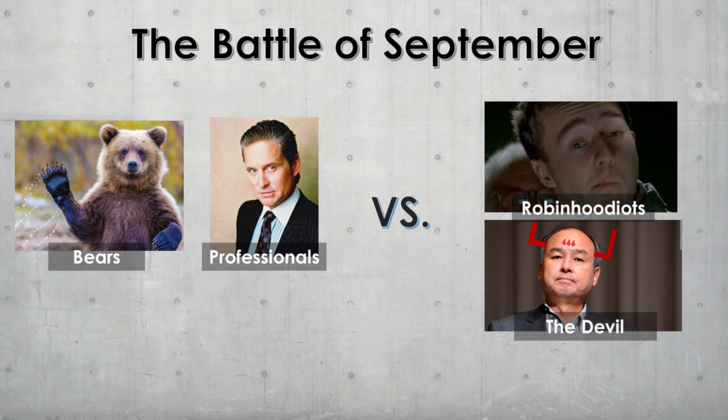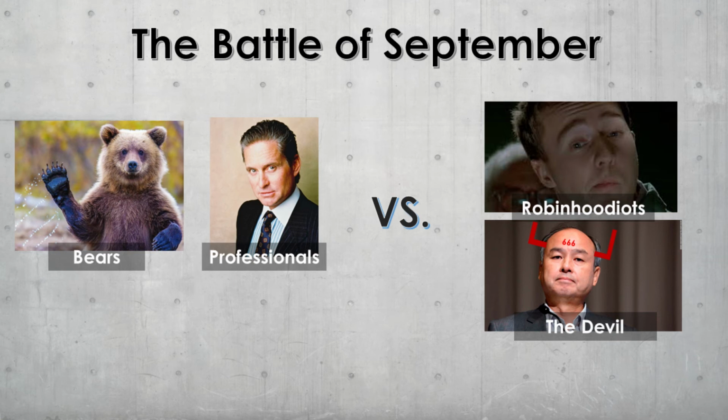Now, there could be a lot of betrayals here between these two sides. Don't assume that they're allies together. They just have mutual interests, but they could betray each other and stab each other in the back. The professionals might not dump as the bears expect them to, and the devil, of course, might abandon his call positions, get out of the market, crashing it on the heads of the Robin Hoodiots. So keep that in mind.